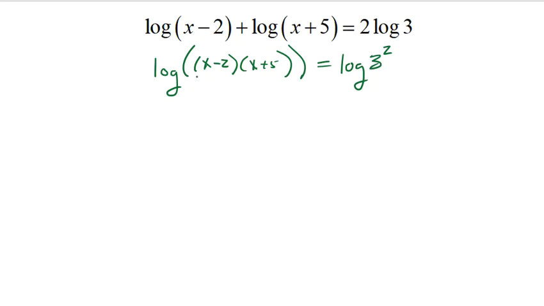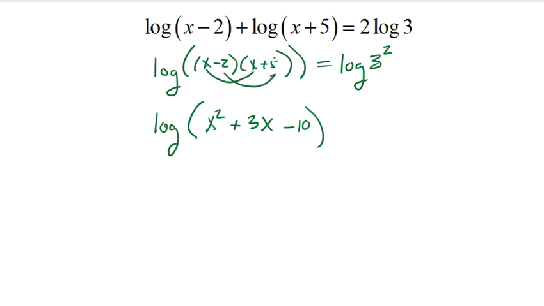All right, so let's see here. On the left-hand side here, we have log of x squared plus 3x minus 10. Just briefly make sure you understand that. There's the x squared, there's the negative 10, outside's positive 5x, inside's negative 2x, that's where I got the 3x in the middle. And then over here we have log of 9.